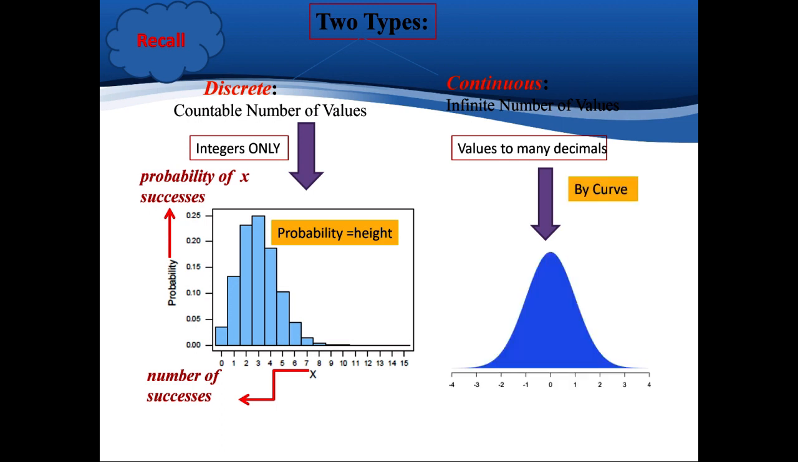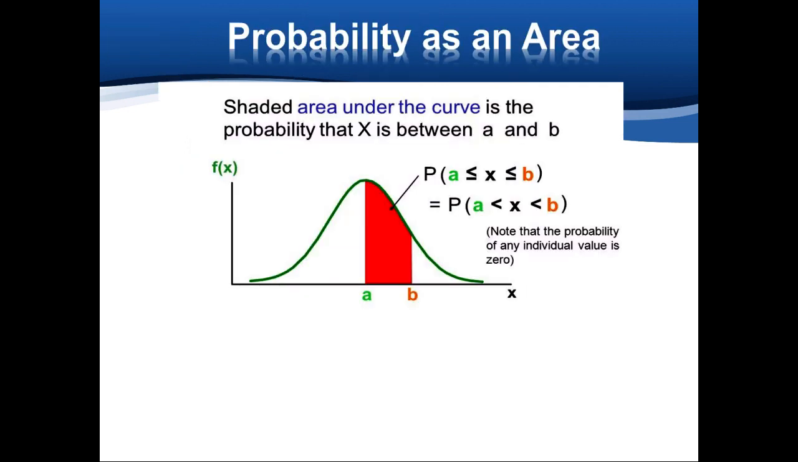Let's see the definition. This curve, a function of x, is denoted by f(x) and is called a probability density function, or a probability distribution, or frequency function. The probability that x falls between two values a and b is the area under the curve between a and b.